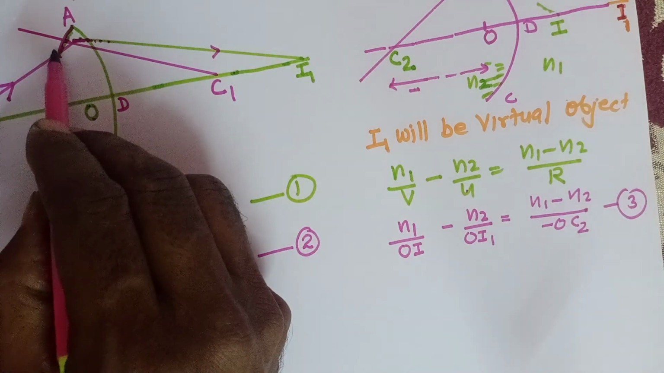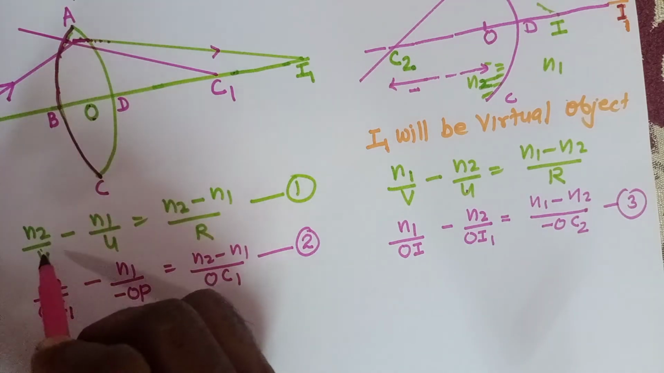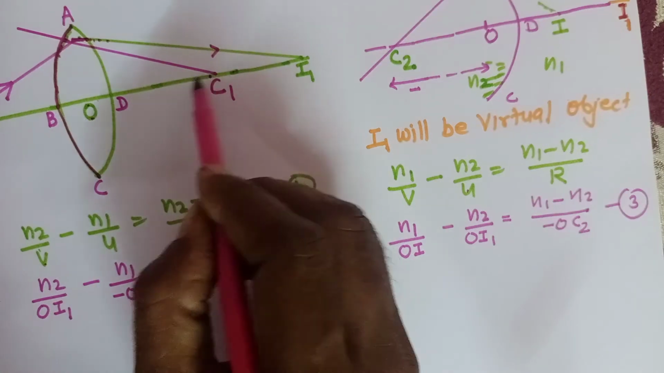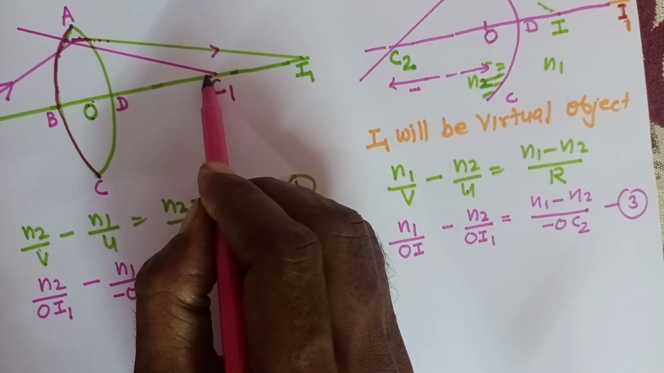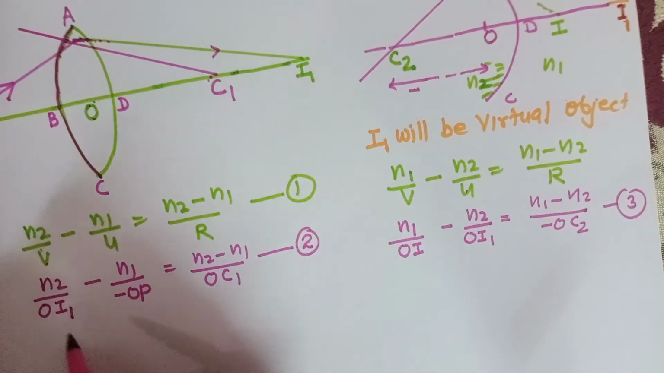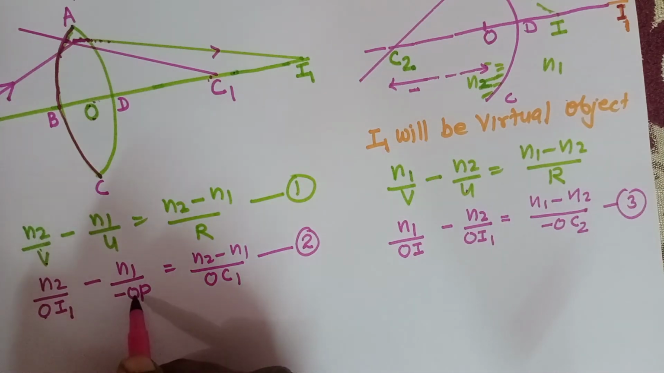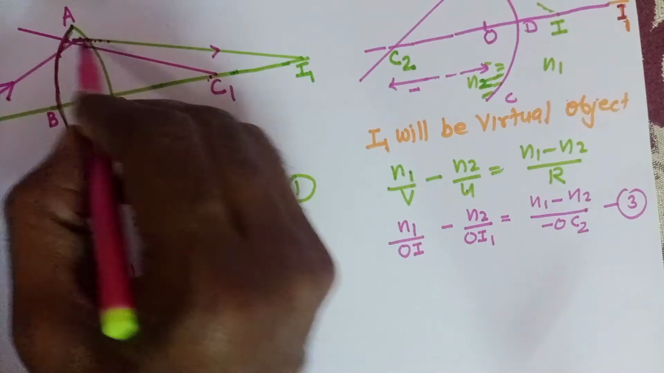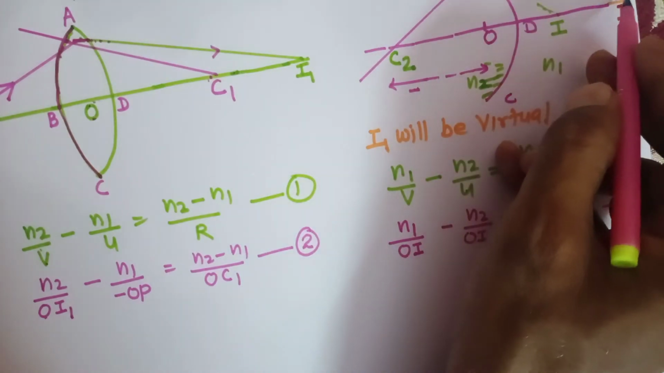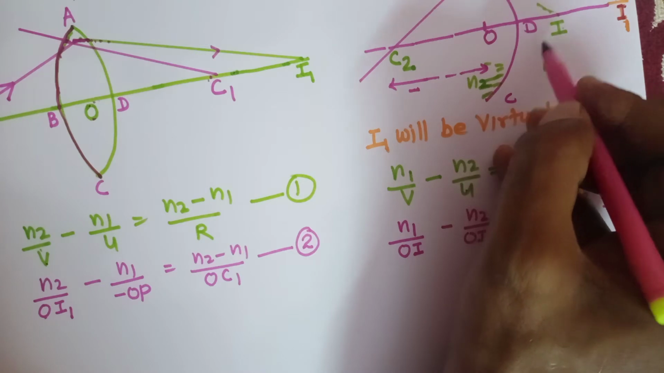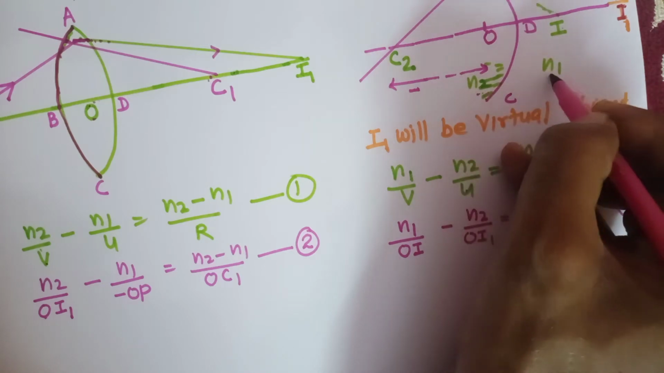For this surface ABC, N2 by V minus N1 by U equals N2 minus N1 upon OC1. OC1 is the radius of curvature, and OC1 is positive in the direction opposite to the incident ray. This I1 acts as a virtual object for this surface. The final image is formed here when refraction takes place from N2 to N1.